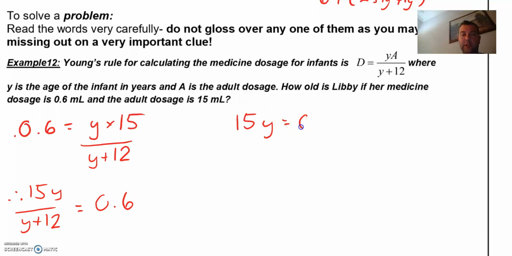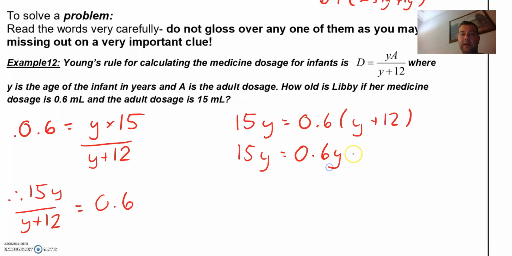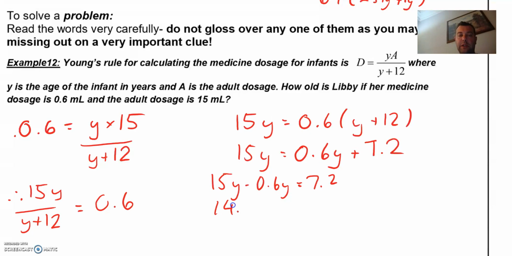15y equals 0.6 outside of y plus 12 means 15y equals 0.6y plus 7.2. Yep. Now subtract 0.6y from both sides. I get 15y minus 0.6y equals 7.2. 14.4y equals 7.2. Y equals 7.2 on 14.4.